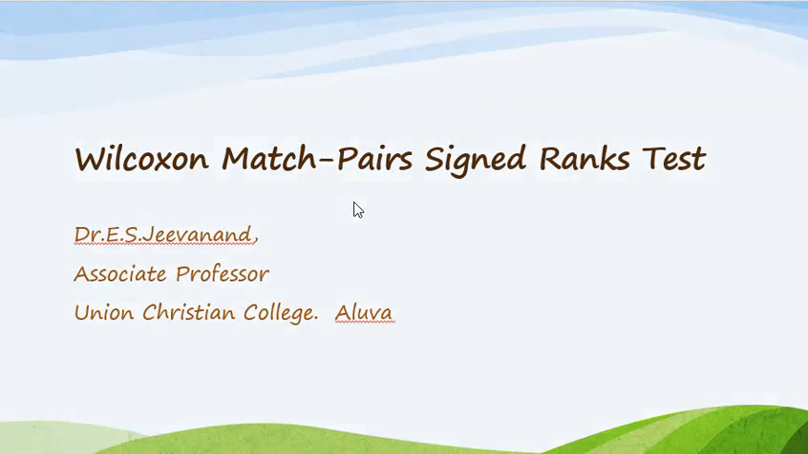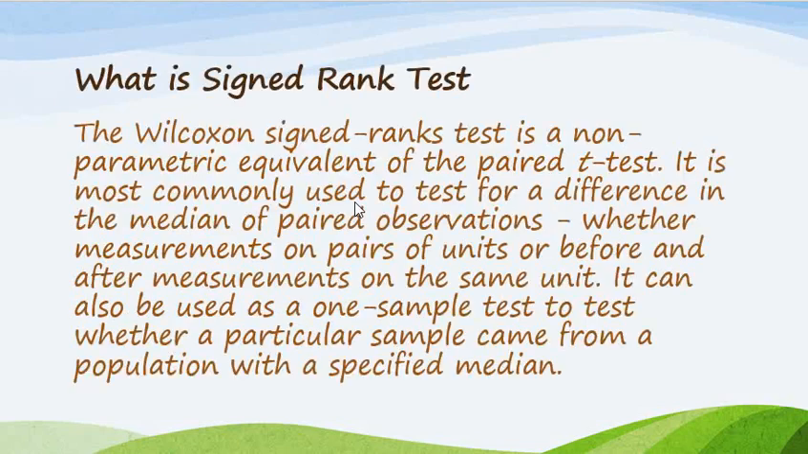In this lecture we are going to study the Wilcoxon signed-rank test. The Wilcoxon signed-rank test is a non-parametric test equivalent to the paired t-test. It is most commonly used to test for differences in median before and after measurement.